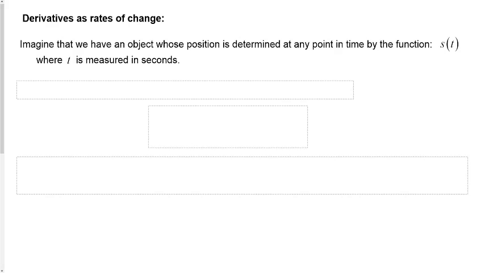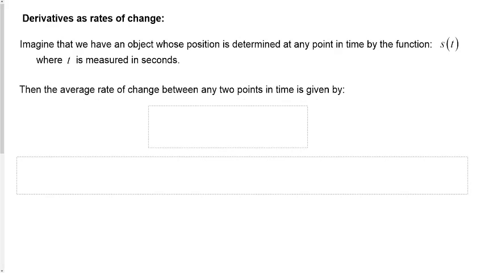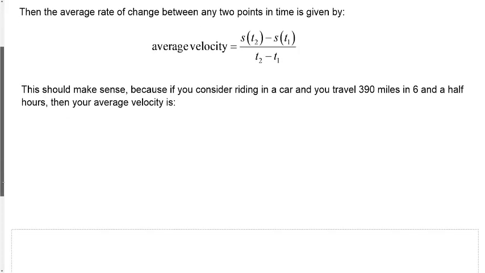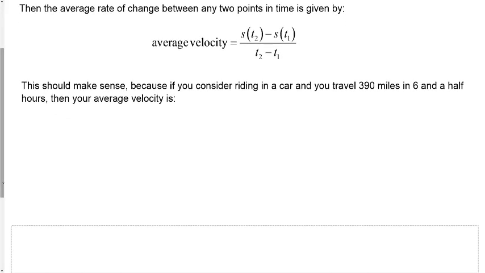So if you know two different points along its path, you can find the average rate of change between those 2 points. That's simply an average velocity, which is determined by doing a slope. So when you find the slope between these 2 points of position, you're going to get average velocity. And that should make sense to you, because if you take it to an idea of riding in a car, and you travel 390 miles in 6.5 hours, then your average velocity, well, your starting position is at 0.